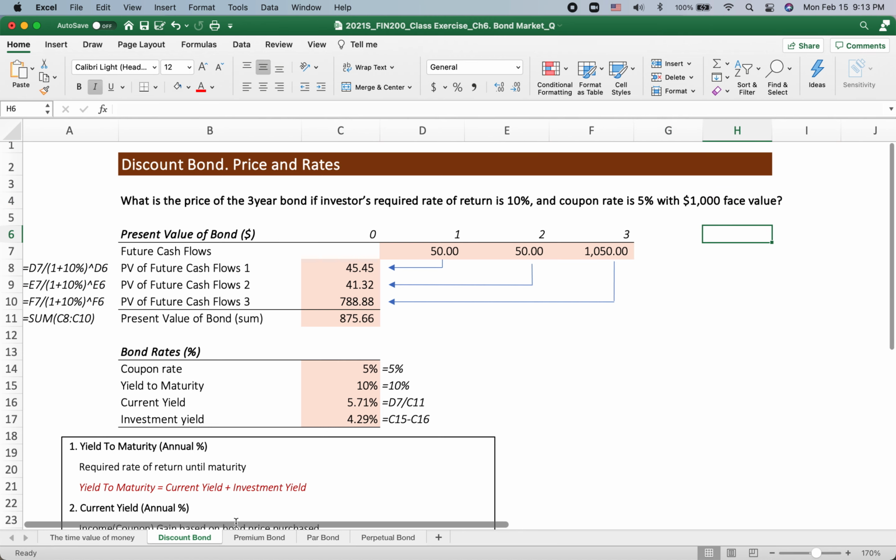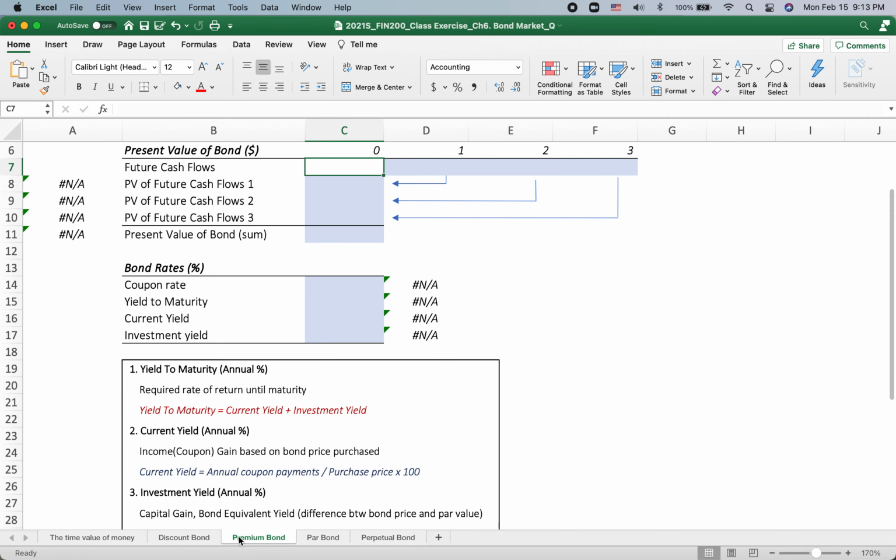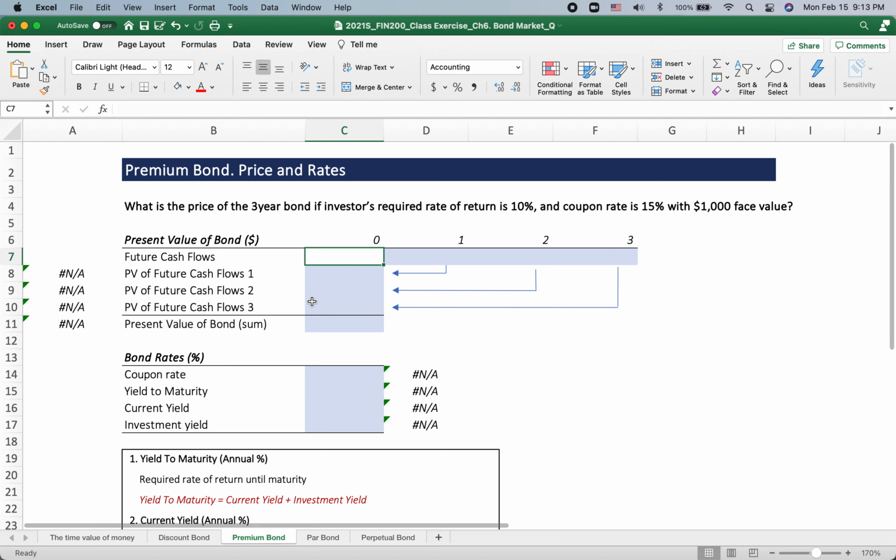Okay. Then let's compare this discount bond with the premium bond. Premium bond is the bond for which the investors' required rate of return is greater than the coupon rate.